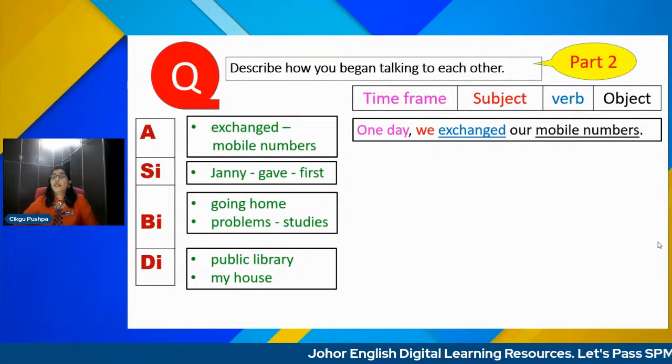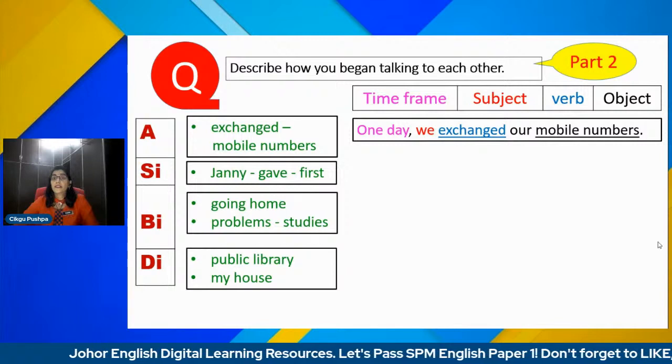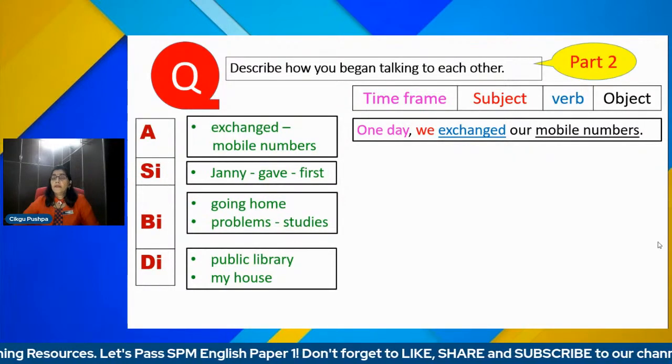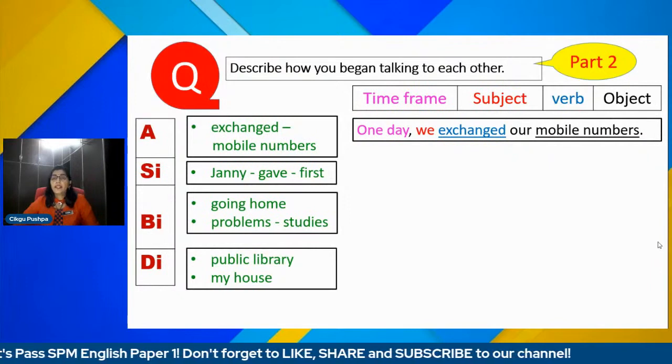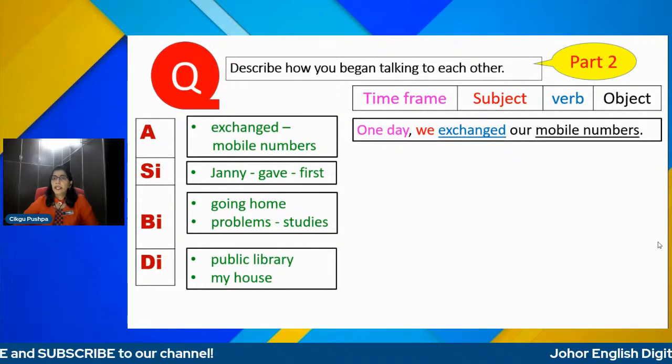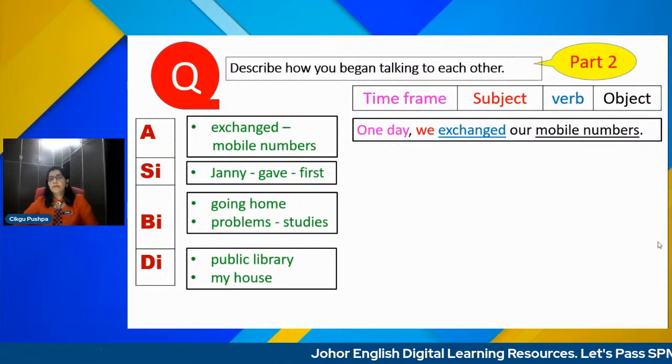Examples, you can see here one day. You can also say soon, sometimes. You know, these are just examples of time frame, right? Remember, this is not a must. It is just an optional thing. And if you think that you want to use it, you use it. But subject is very important. Okay, right. One day, we exchanged our mobile numbers.